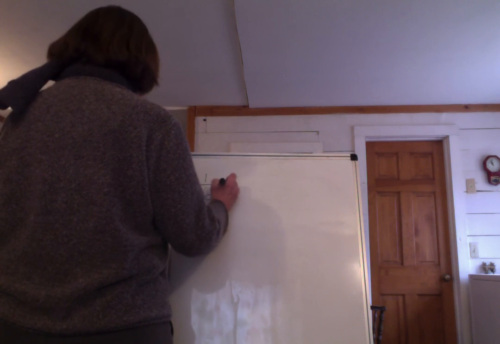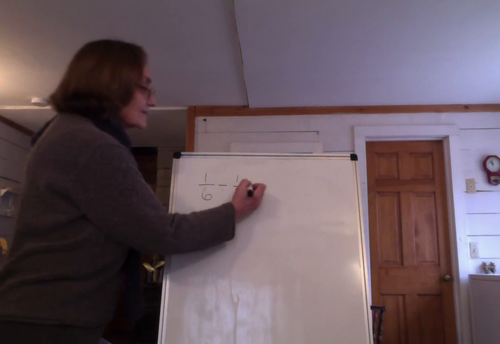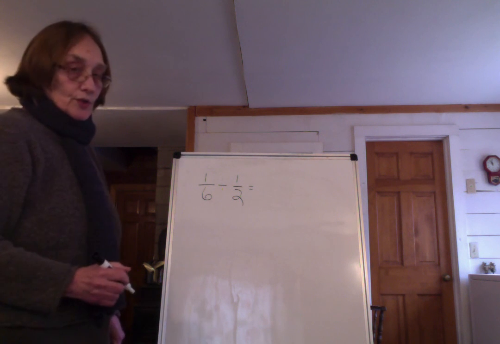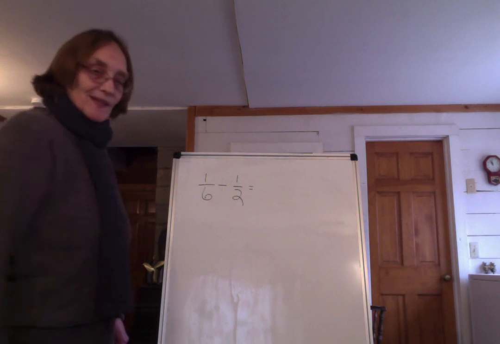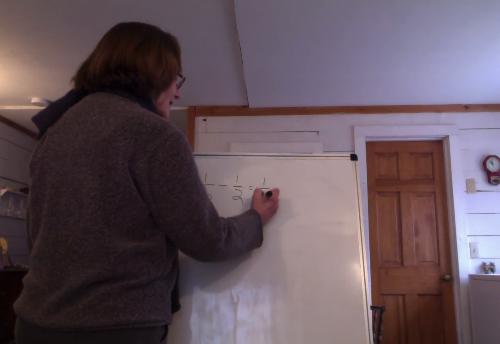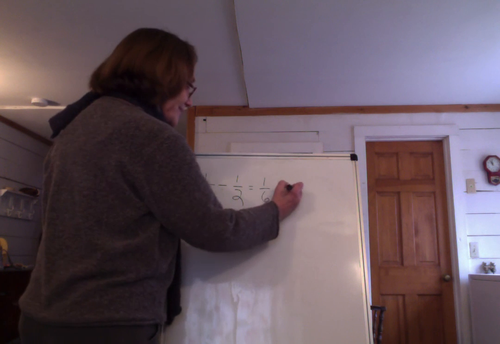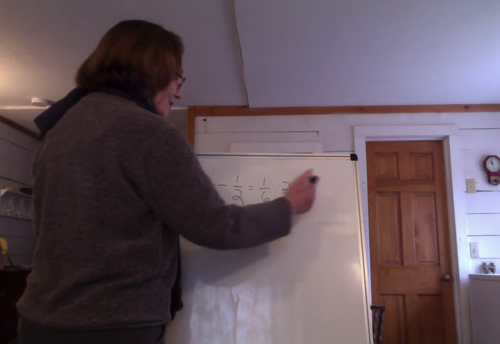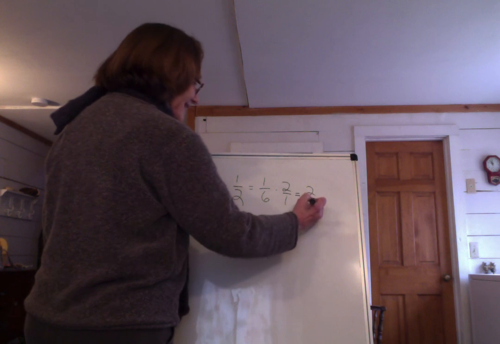1/6 divided by 1/2. Both of them are fractions, but we have two jobs. Change that to a multiplication sign and flip our second fraction. Here we go. 1/6 times 2/1. Now we can multiply. 1 times 2 is 2. Draw our line. 6 times 1 is 6.